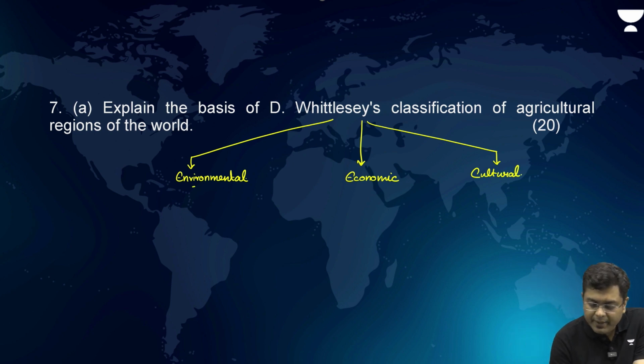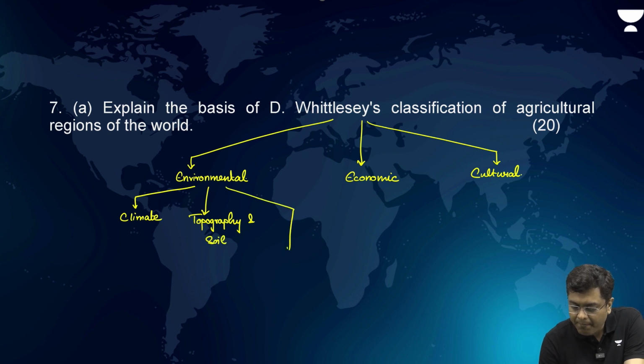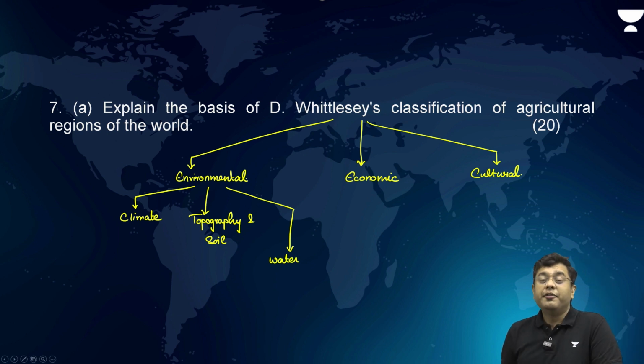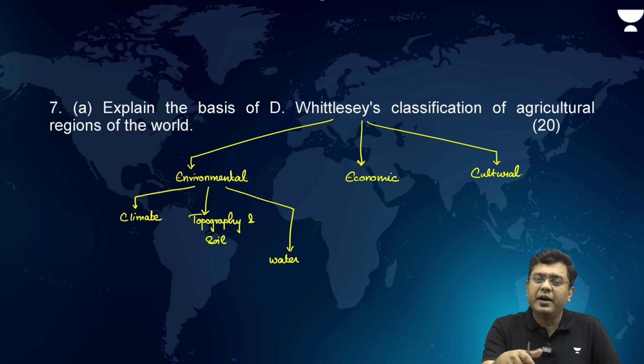So, under environmental, the aspect of climate, topography and soil, water availability. Under economic, the factor of whether it is oriented towards the market or not. Under cultural, for example, whether you have subsistence cultivation or commercial cultivation. Based upon that, you had the classification.